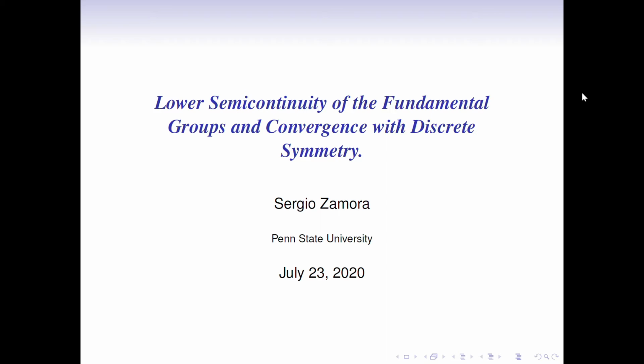Today I will talk about the lower semicontinuity phenomenon at the level of fundamental groups when one looks at Gromov-Hausdorff convergence. I will talk about how it fails in the non-compact case and show how some symmetry conditions can make it work again.